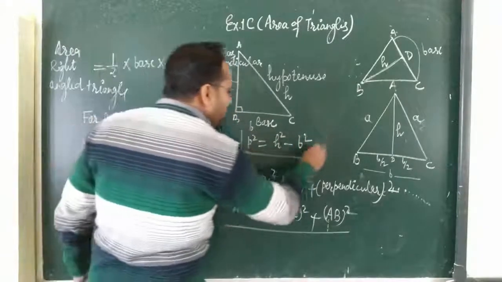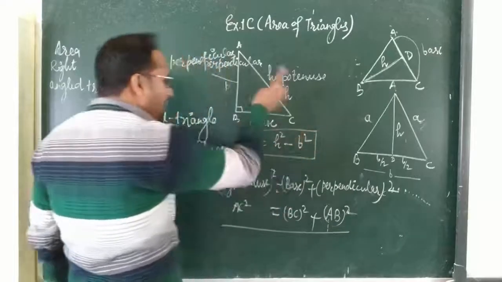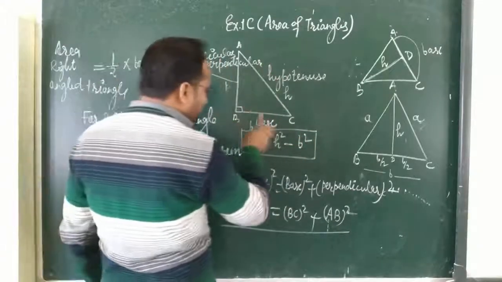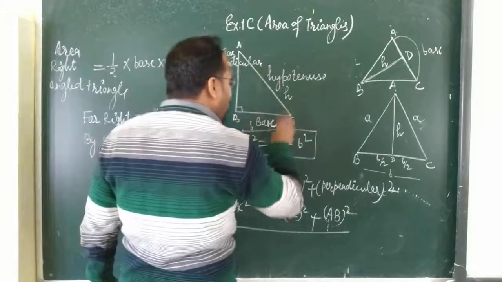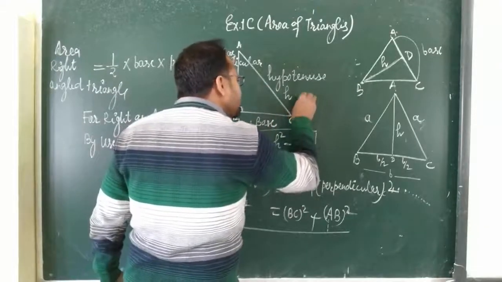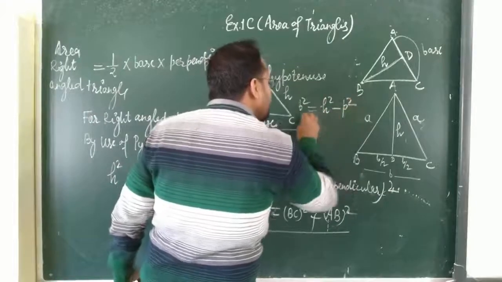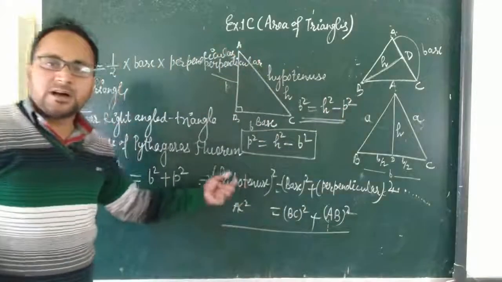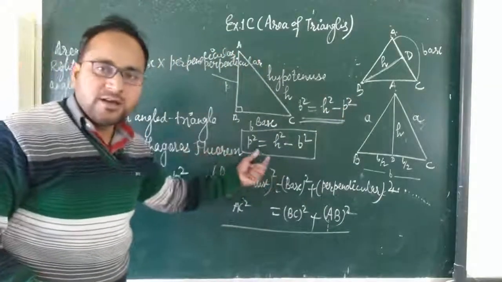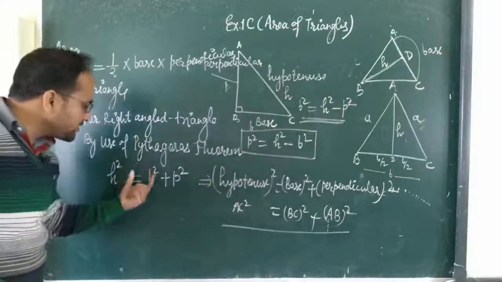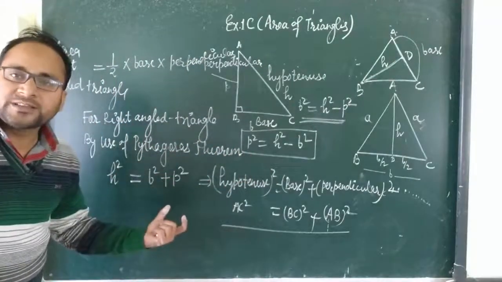So this is the second formula. Suppose the hypotenuse and perpendicular are given, how will you find the base? Base square is equal to hypotenuse square minus perpendicular square. So there are three basic sub-formulas by use of the Pythagoras theorem. So where do we use this Pythagoras theorem?